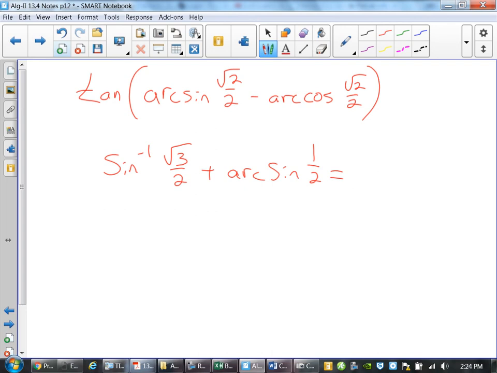What does it equal? 47. What angle has the sine of root 3 over 2? 60. What angle has the sine of 1/2? 30. What's 30 plus 60?